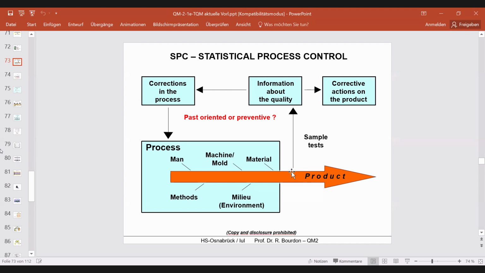So the idea is to have a look at the process directly in the process to avoid the production of parts that are out of tolerance and that you cannot sell. So in this case, it is a preventive method, but on the other side, it's in the production. So it is at a very late point of time, not in the quality planning or the development phase, it's in the production phase. And this is later, not so early.